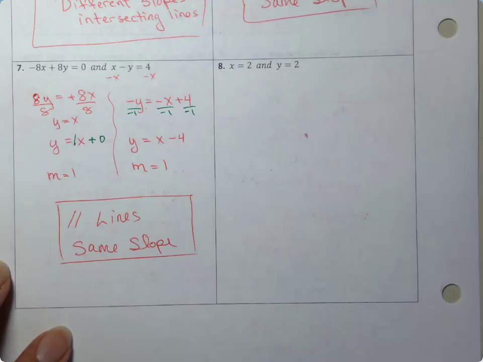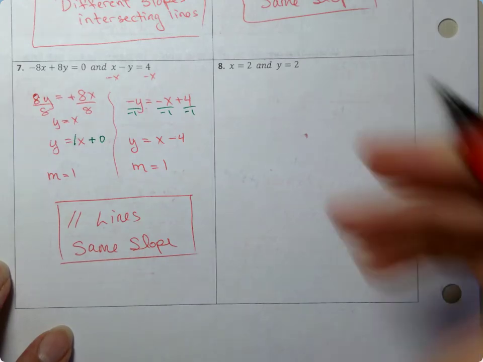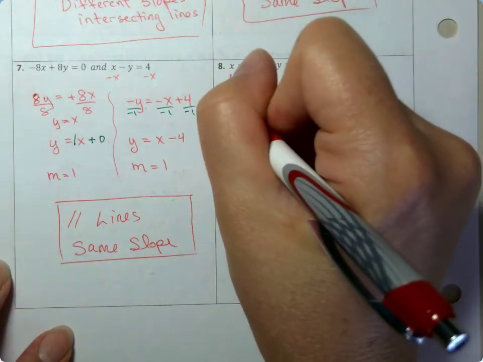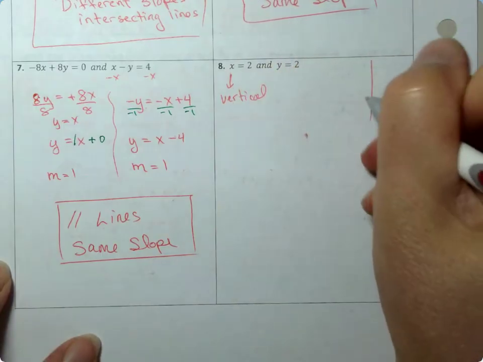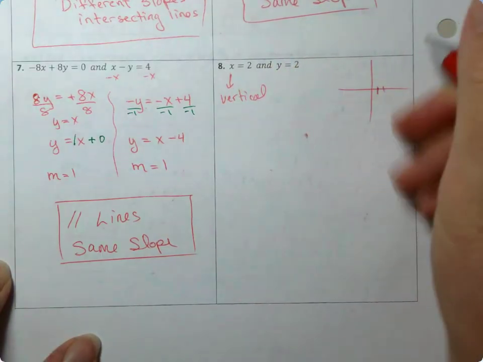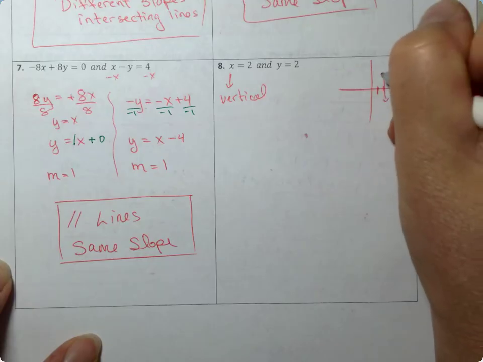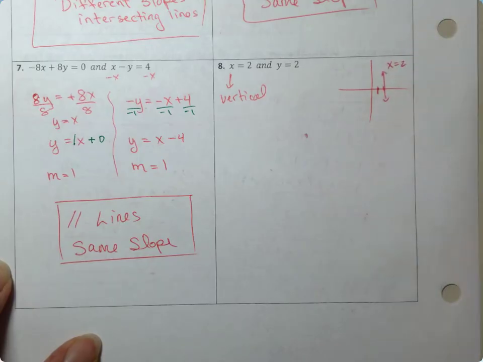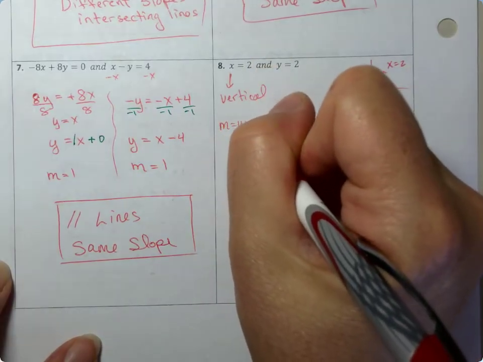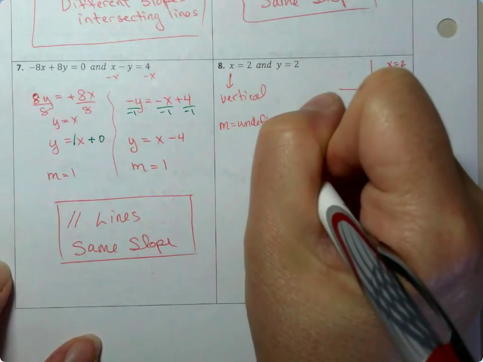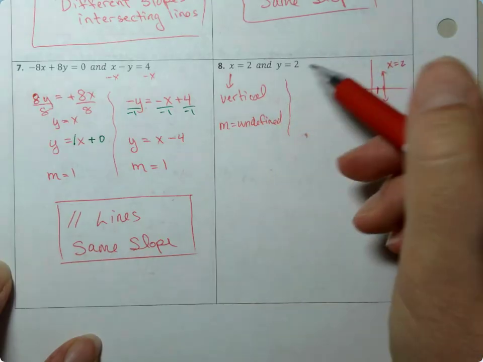I heard it. The slope is undefined. Okay, so yes, this is going to be that vertical line. If you were thinking about a quick sketch of it, it would go through the x-axis at 2. Okay, cuts through the x-axis at 2, and the slope is undefined.